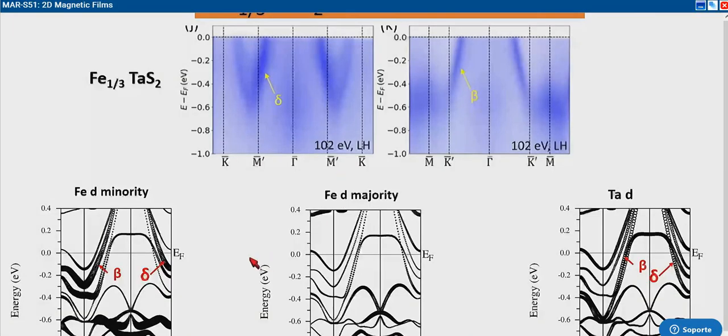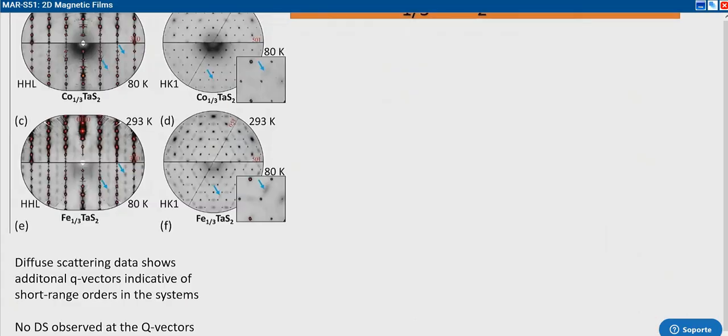Okay, again, looking in detail at the band character close to the Fermi level, you can see that the states that give you these pockets around gamma come from both tantalum D and iron D. In this case, you see that because the hybridization between tantalum and iron is much stronger than in the case of cobalt, you have components from both atoms in all the bands involved in the Fermi surface.